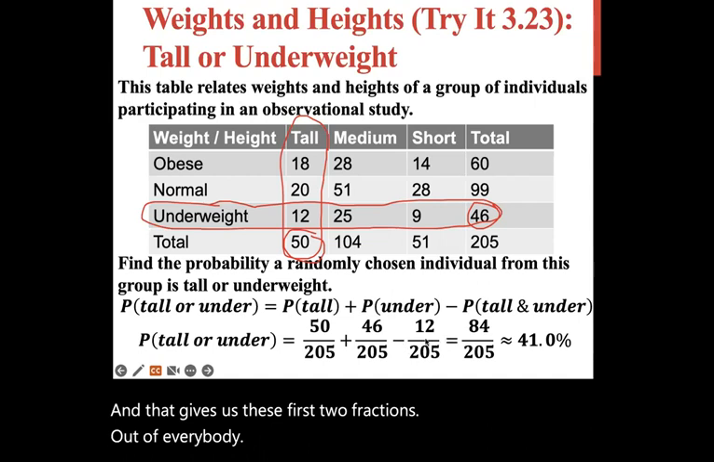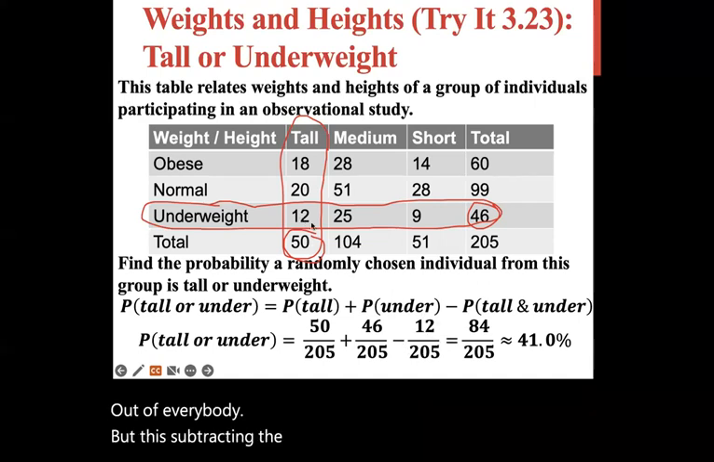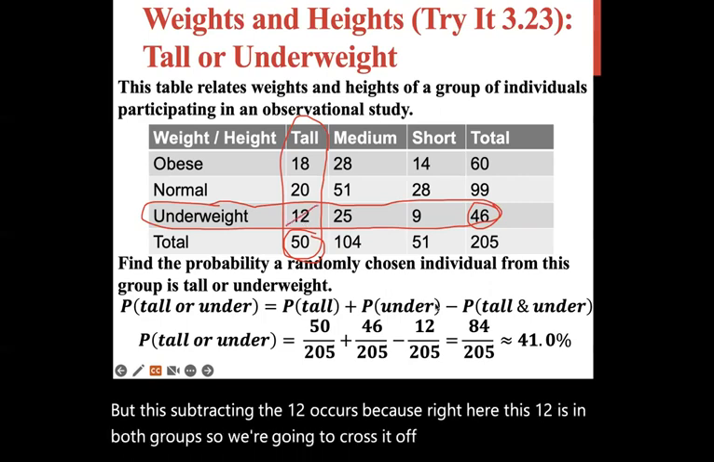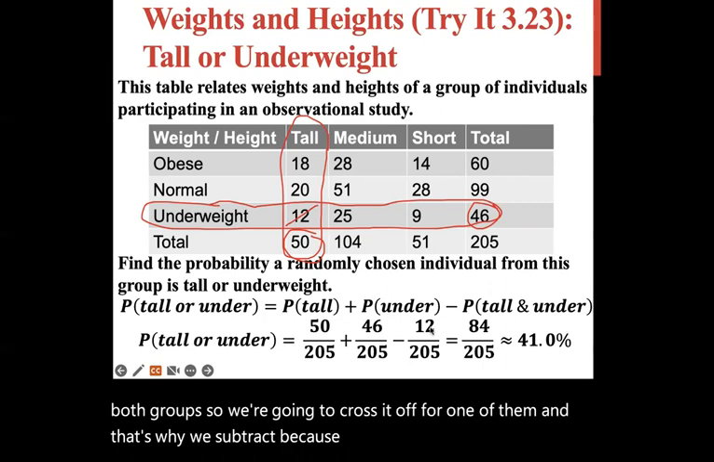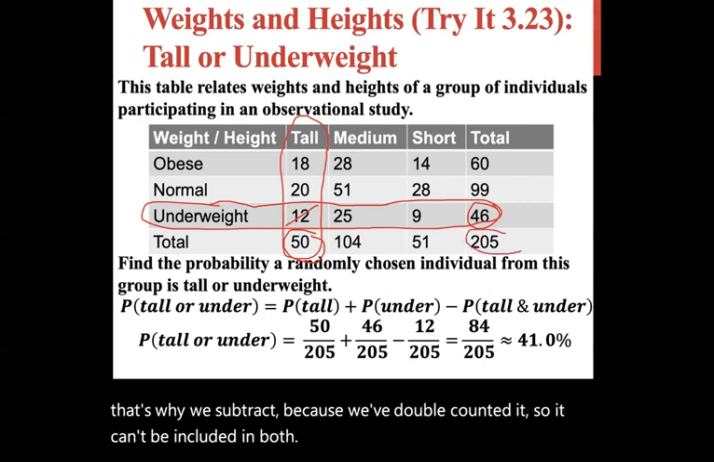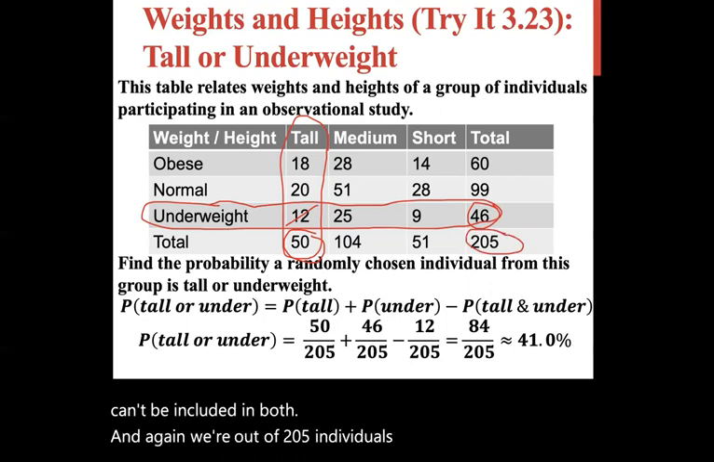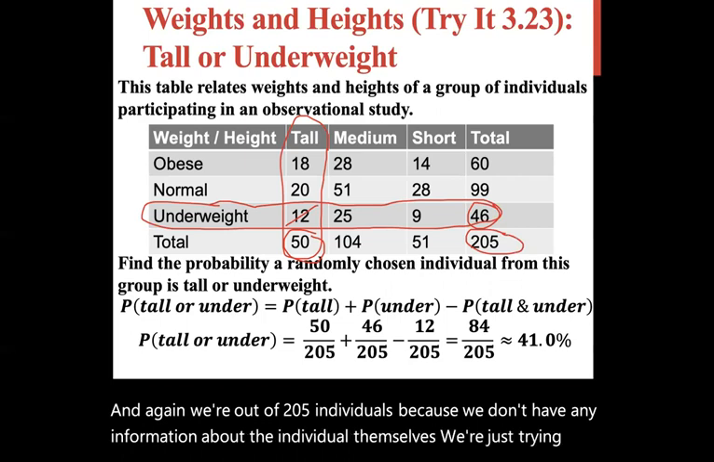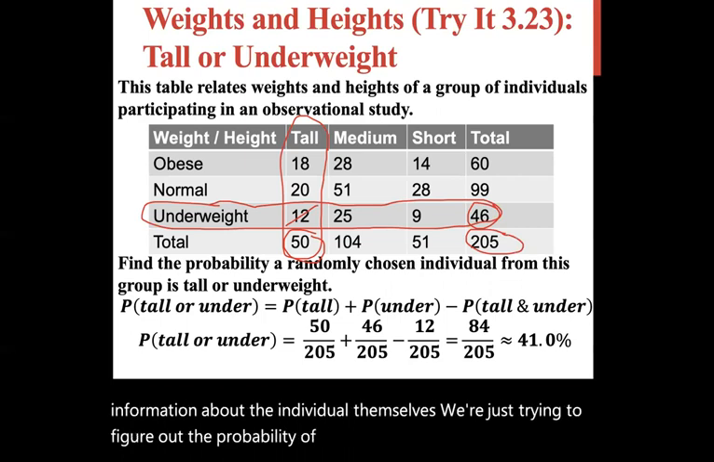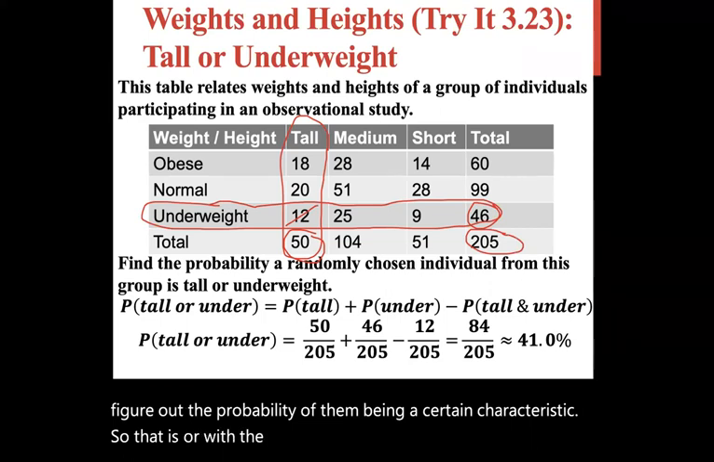But this subtracting the 12 occurs because right here, this 12 is in both groups. So we're going to cross it off for one of them. And that's why we subtract, because we've double counted it. So it can't be included in both. And again, we're out of 205 individuals because we don't have any information about the individual themselves. We're just trying to figure out the probability of them being a certain characteristic. So that is "or" with the overcounting. We mentioned this in the card example.